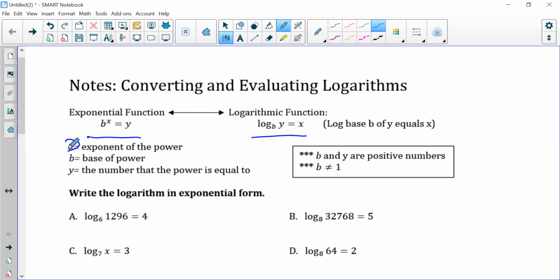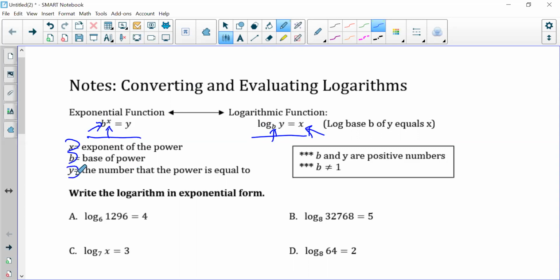So x is the exponent of the power. We're familiar with this from exponential functions, so b to the x power. All right, in our logarithmic function, the x actually goes to the right side of the equal sign. B is the base. Again, we're familiar with exponential functions. Our base in logarithms is actually down here. It's a subscript next to the log. So we actually say the log base B.